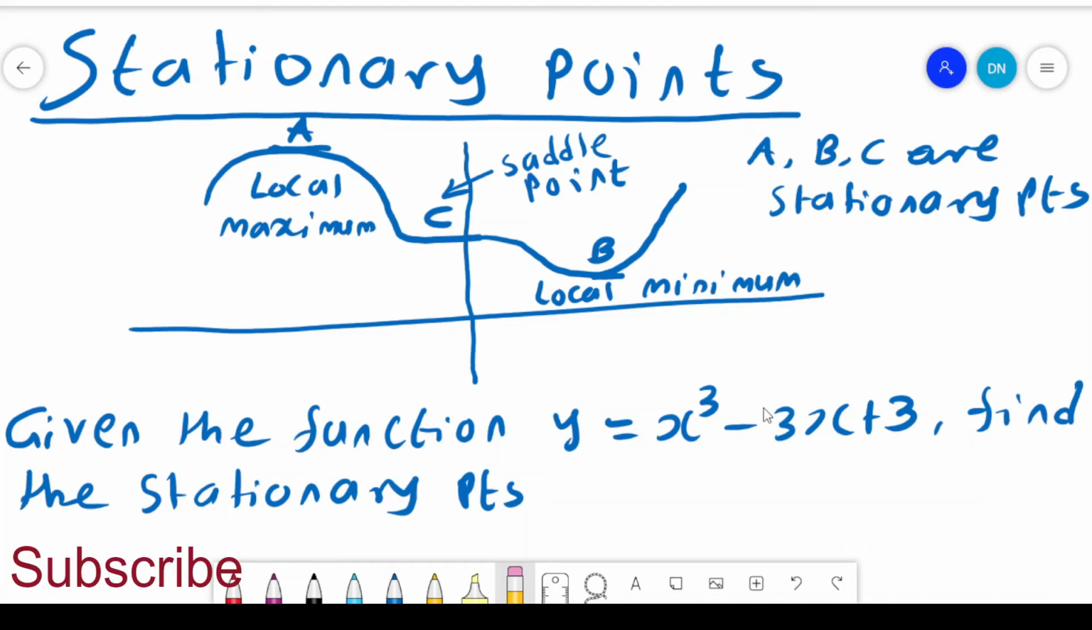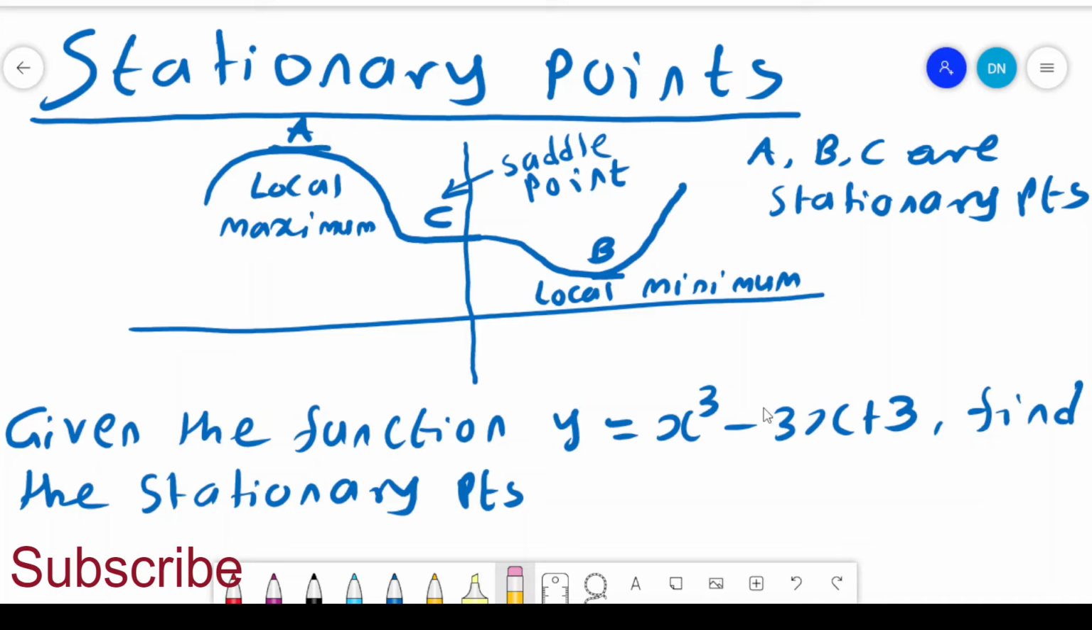We want to look at stationary points. In the figure there, we can see that we have a point A, which we call the local maximum. We have the point B, which is the local minimum, and the point C, which is our saddle point. The 3 points, A, B, and C, are what we refer to as the stationary points.